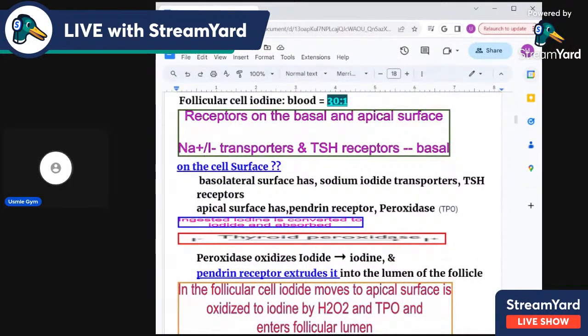The trap is important because the follicular cells maintain an iodine concentration of about 30 times its concentration in the blood.